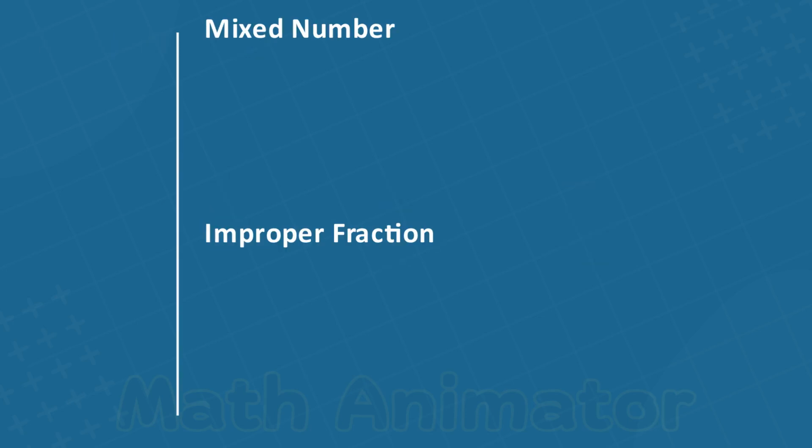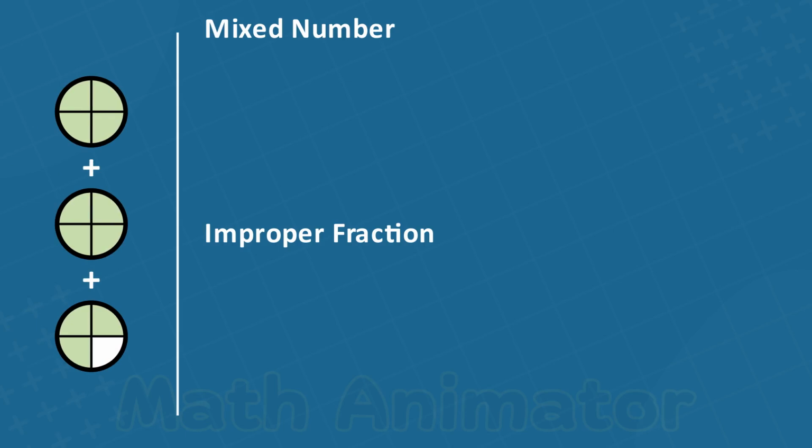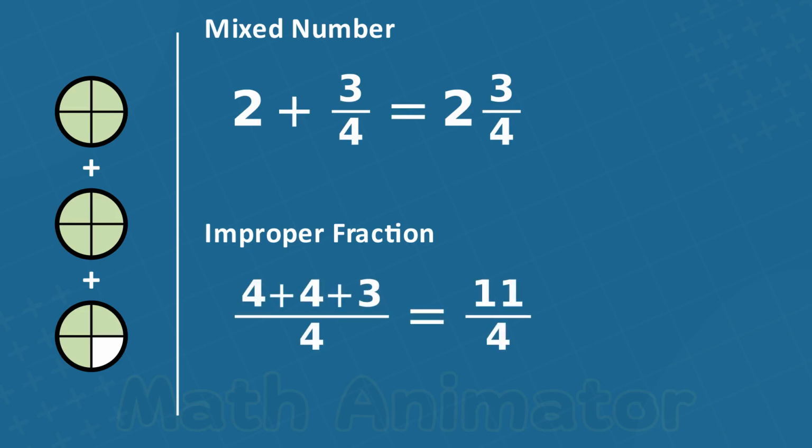Mixed numbers can be converted into improper fractions. Take a look at the diagram on the left. As a mixed number, it is 2 and 3/4. As an improper fraction, it is 11/4. This means 2 and 3/4 is equal to 11/4.